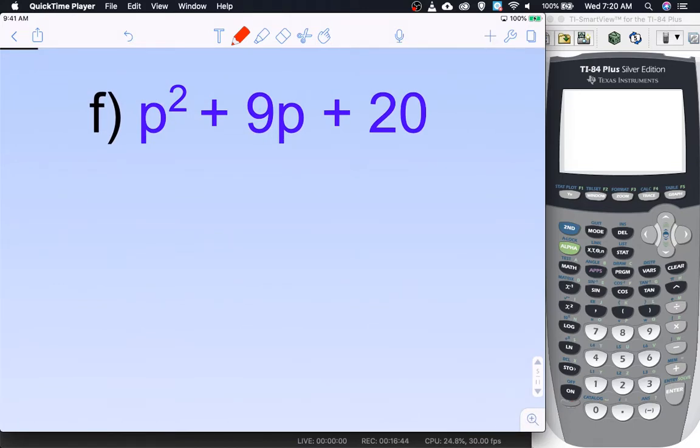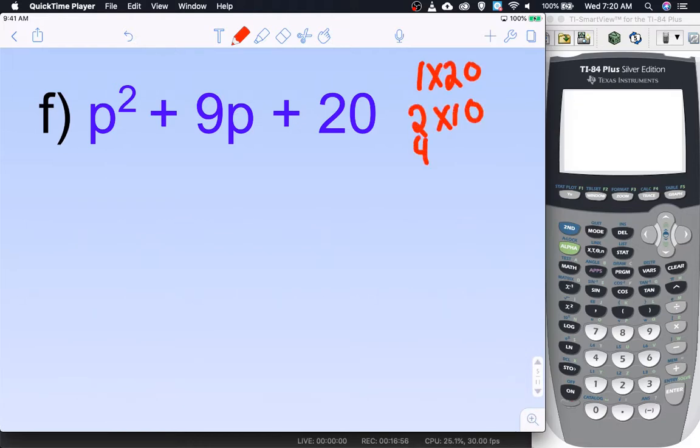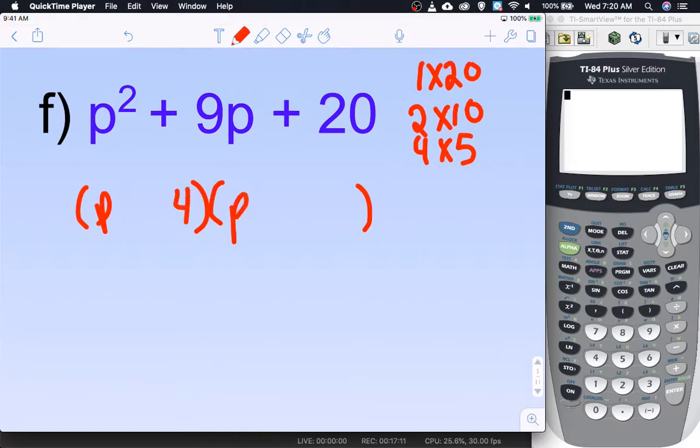See here, I'm going to say it's going to be a 5 and a 4 because I know, 1 times 20, 2 times 10, 4 times 5. Which pair of those multiplies to give you 20, but can add or subtract to give you 9? 4 times 5 can. First and firsts, 4 times 5.